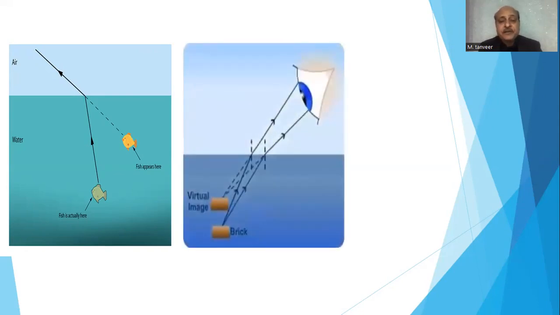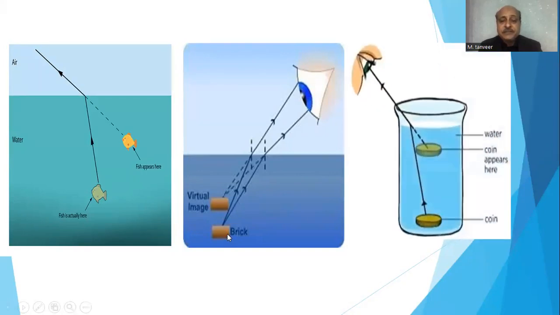Similarly, this is a brick which is placed inside the water. This is the actual position of the brick. Rays of light coming from the brick bend away from the normal when they enter from water to air. When we produce these rays in the backward direction, these rays converge at a single point. This is the virtual image of the brick. So the position of the brick will appear at this point, and the actual position of the brick is at this point. Similarly, this coin is placed inside a glass of water.